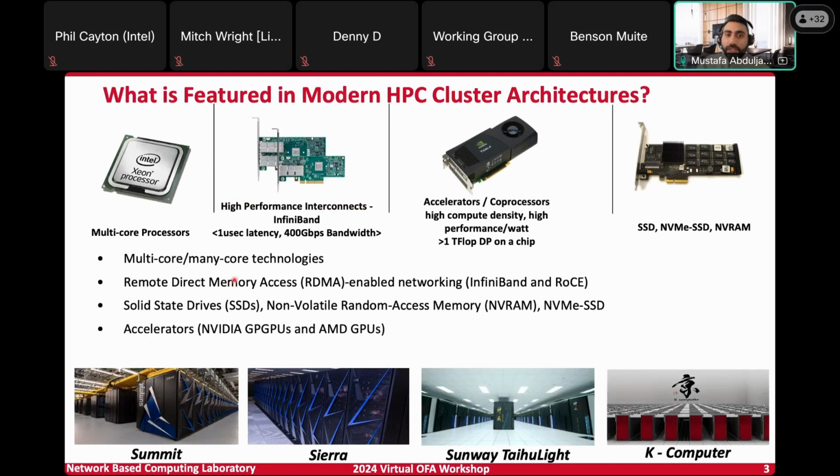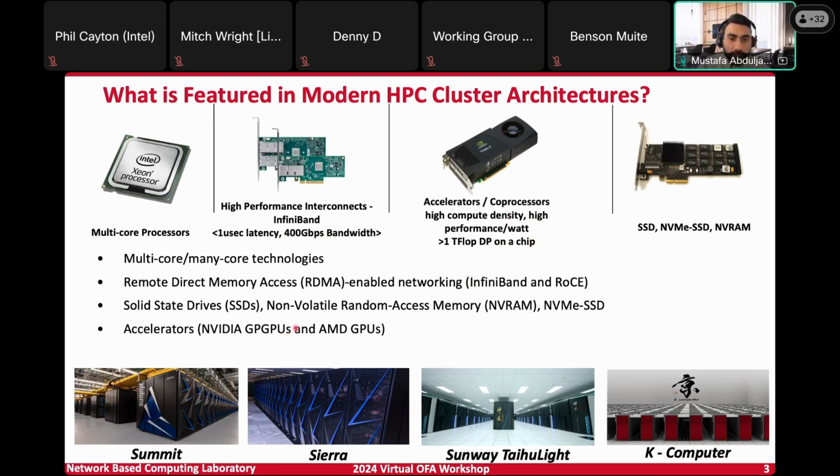If we look at the current trend of HPC cluster architectures, given the saturation of Moore's law and the sunset of Dennard scaling, we see an abundance of multi-core and many-core processor technologies. Those are communicating over high-performance interconnects, such as InfiniBand, with very low latency, even lower than 1 microsecond, and very high bandwidth, reaching up to 400 gigabits per second. And those nodes host accelerators, very fast GPUs from multiple architectures, as well as fast storage.